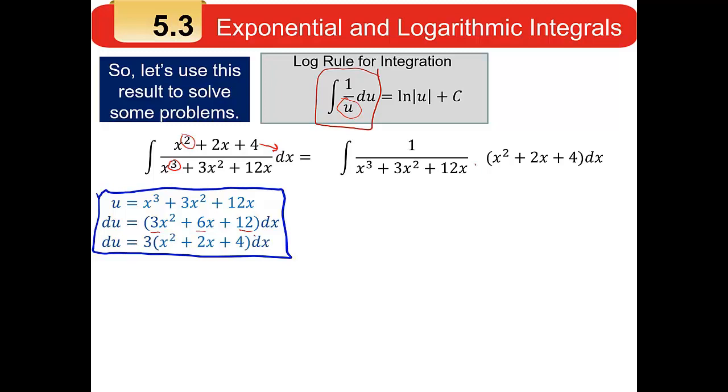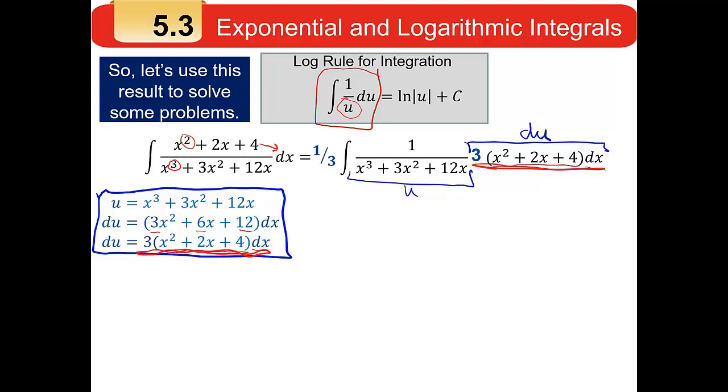If you factor that 3 out, bingo, you see it now. You've got an x squared plus 2x plus 4 there and there. That gives us hope, and we've got a dx there and there. So the only thing we're missing is that 3, but that's okay. As long as we put the 3 on the inside and the 1/3 on the outside, we can create the differential that we need so that we can do the correct substitution.